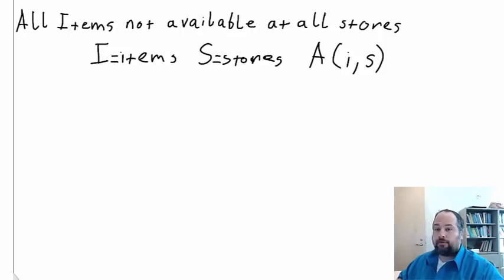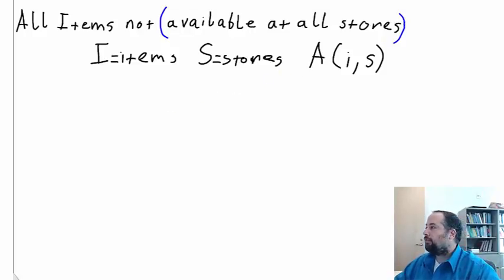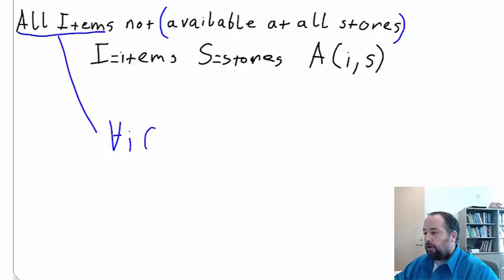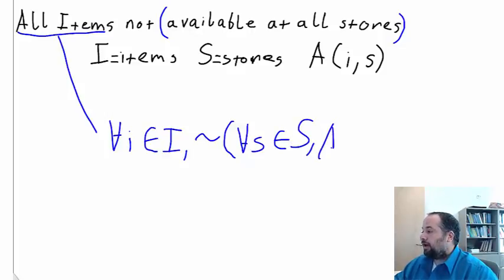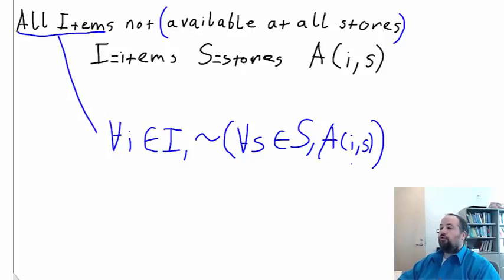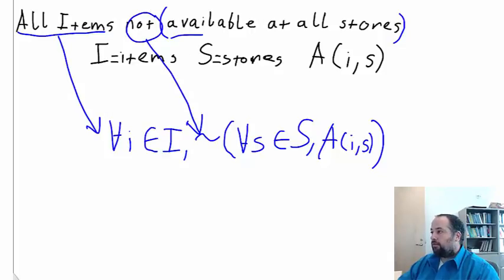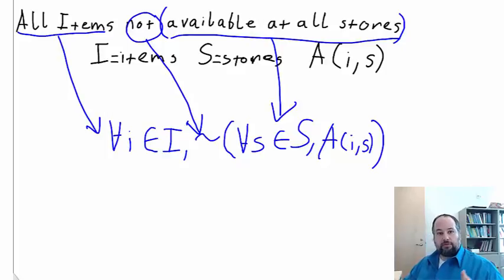So let's try it a couple different ways. Let's start by saying "not available at all stores." All right? This is going to be our statement to begin with. So what this is saying is that for all items, right, all items that are members of I, not all for all stores that are members of the store set, A of I, S is not true for all of them. So that comes down there, and then this whole statement comes down here. Does that make sense? I don't know why I'm asking you. You can't answer. If it doesn't, pause this video and take a moment to think about it.